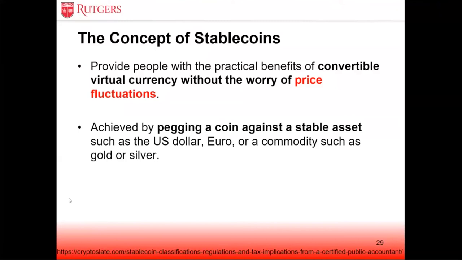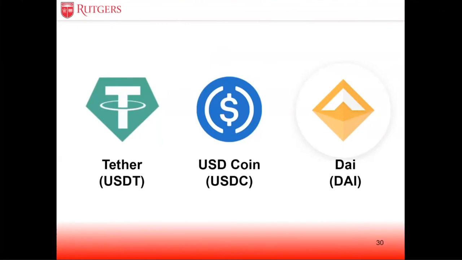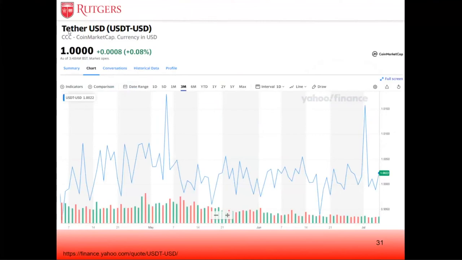This problem can be solved by backing a coin against a stable asset such as the US dollar, euro, or other fiat currencies, or even commodities. The most popular stablecoins for now include Tether, USD Coin, and DAI. As you can see from this price trend, the price of one Tether to US dollars is very close to $1. Even though the price of one Tether is still fluctuating, if you look closely, the price is very close to $1.